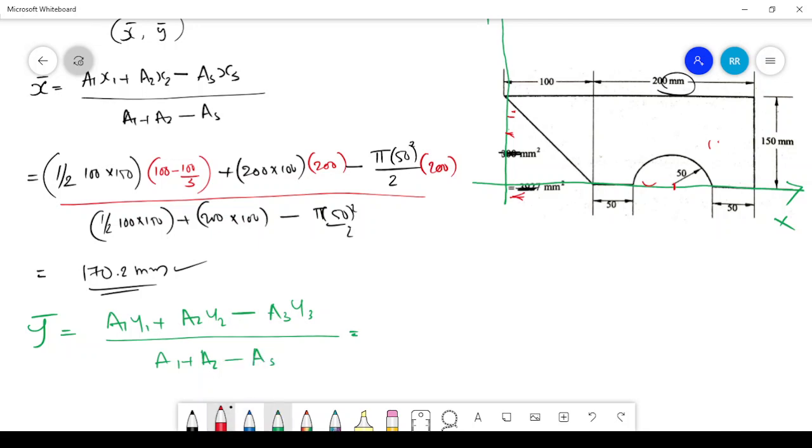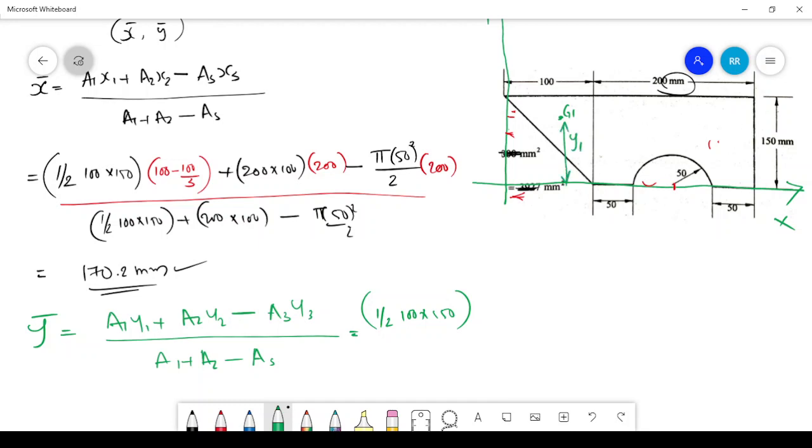Okay, so a1 is definitely the area of the triangle, half bh, 150. Then y1 will be the distance of the centroid of the triangle. If we take only the centroid of the triangle, the y distance will be the vertical distance. That means this will be y1.